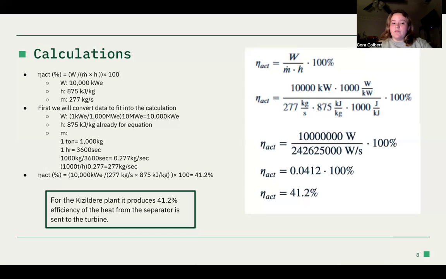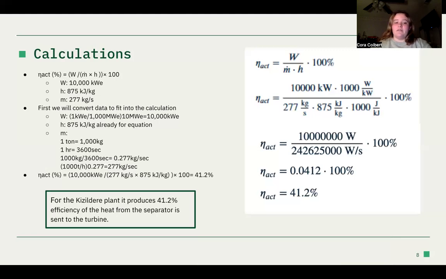And with using those two, I'm going to do 1,000 kilograms divided by 3,600 seconds, which gives me 0.277 kilograms per second. And with this number, I'm going to multiply it by the 1,000 tons per hour, which is going to give me 277 kilograms per second. That's going to be the number that I use for my equation.